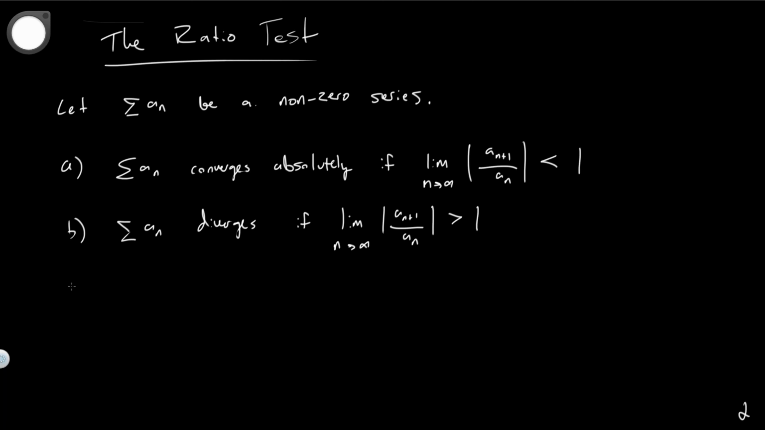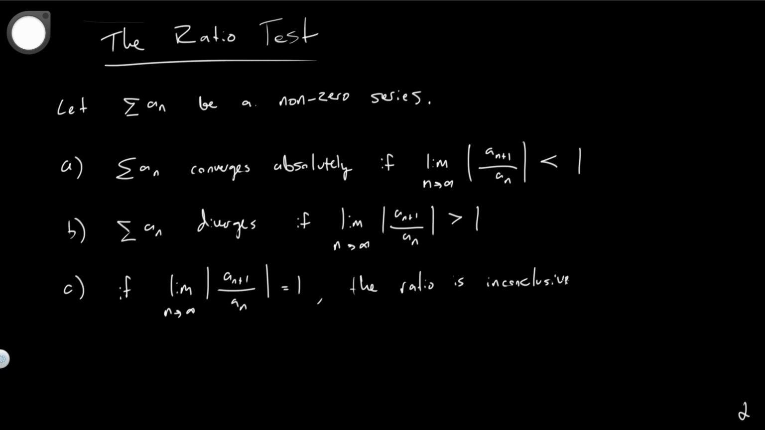What's the third one say? If the limit as n goes to infinity of a sub n plus 1 over a sub n is equal to 1, the ratio test is inconclusive. This is almost. Oh well, this is the ratio test.